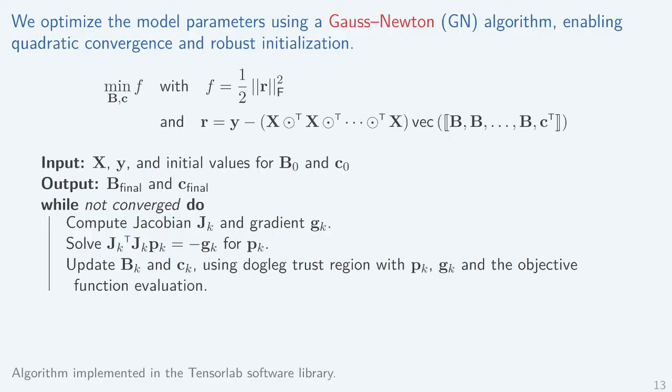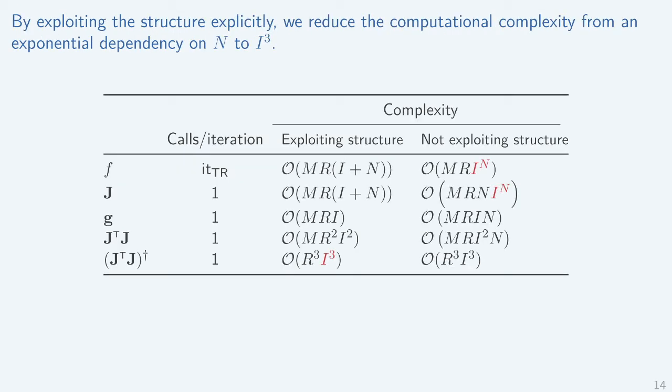We use a Gauss-Newton algorithm to minimize the square of the residual, where the residual is the difference between the left-hand side and the right-hand side of this structured linear system. We use a Gauss-Newton algorithm because it converges quadratically near the solution and it's more robust to initialization. This algorithm requires the computation of the cost function, the gradient, the Jacobian, and the Gramian as an approximation of the Hessian. We exploit all structure of this linear system to efficiently compute all ingredients for this algorithm.